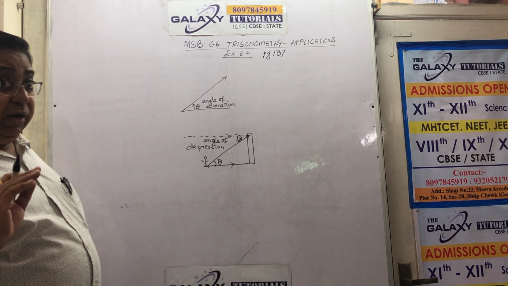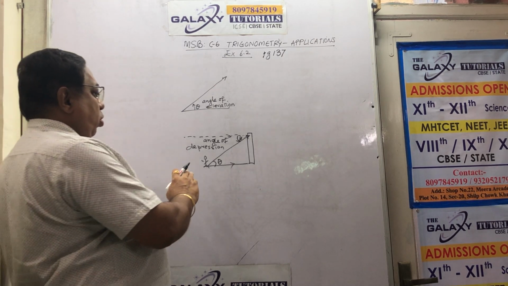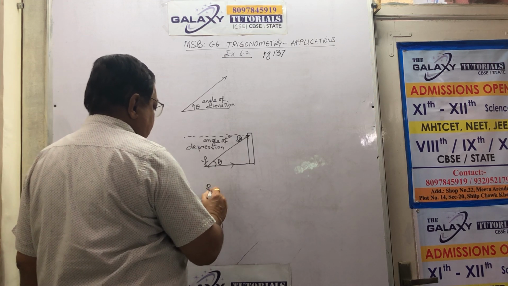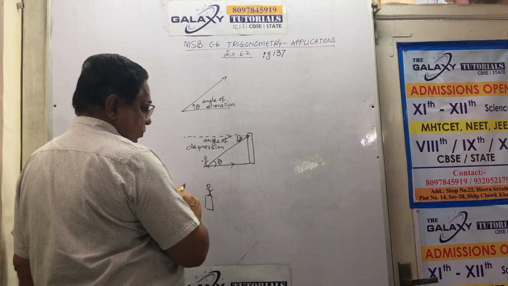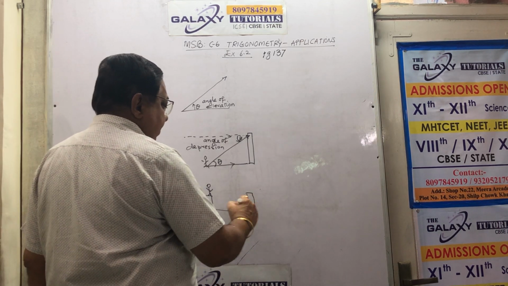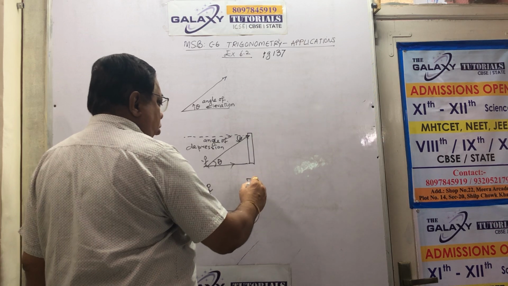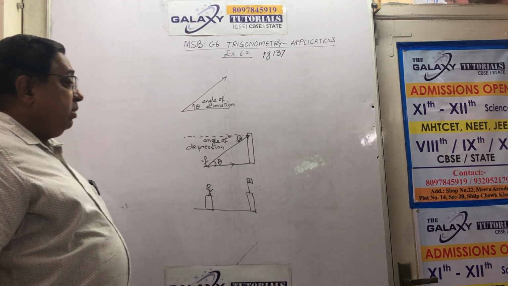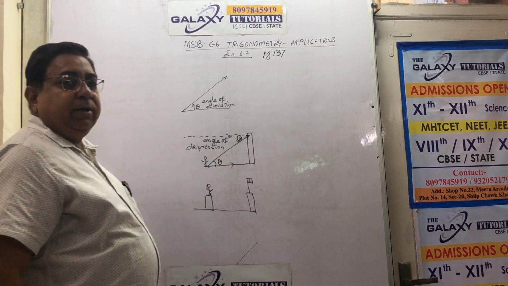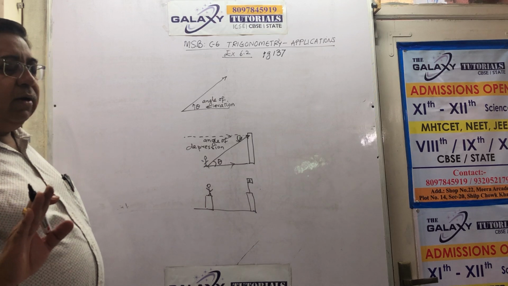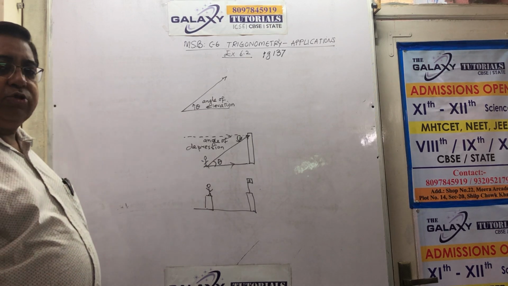Secondly, we must read very carefully. Am I standing on the ground? Am I standing on a platform? So this much distance will become more from the ground. Am I looking at a building? Am I looking at a flagpole on top of the building? Building plus. So please have a look very carefully. How are the wordings of the sum? Sums are not difficult. You make the diagram, your problem is solved.